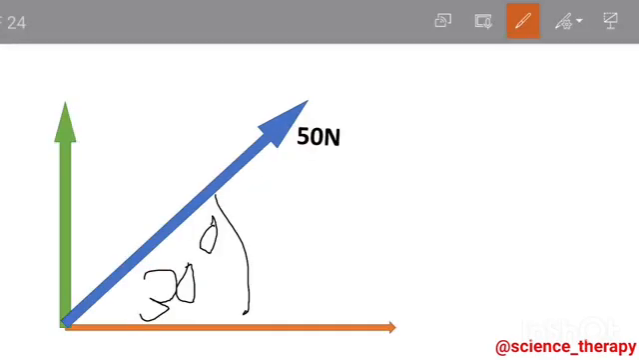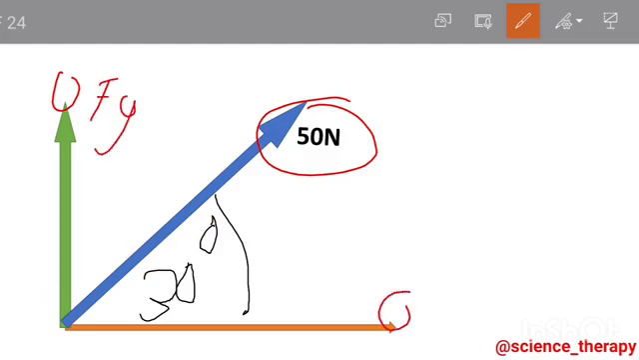Now, after resolving your components, you have to obviously find the magnitudes of your components. Now remember, we're not going to use this 50 N because we are not dealing with your diagonal vectors. We want either your vertical or your horizontal vector. So this becomes your Fy, this becomes your Fx. Now how do we find the magnitudes of your components?